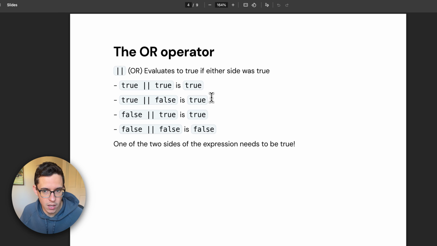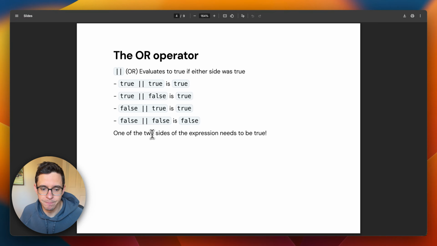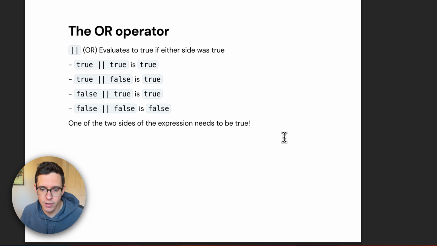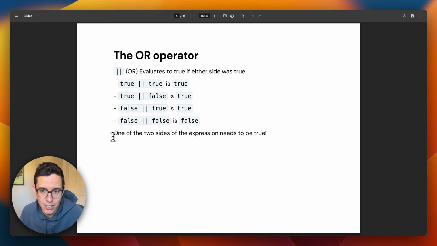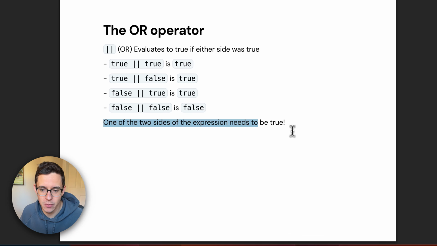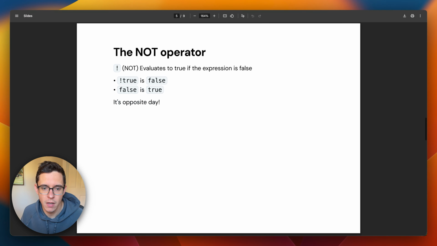True or false, at least one of them is true. False or true, at least one of them is true. False or false, 0 of the sides are true, so that's a false. So there you go. One of the two sides of the expression needs to be true. At least one of the two. That's maybe the key word. So this slide is slightly misleading. At least one. Because both sides being true is also true.